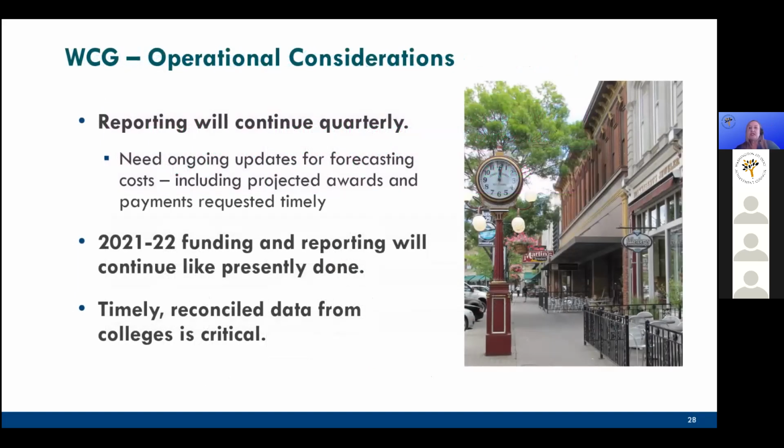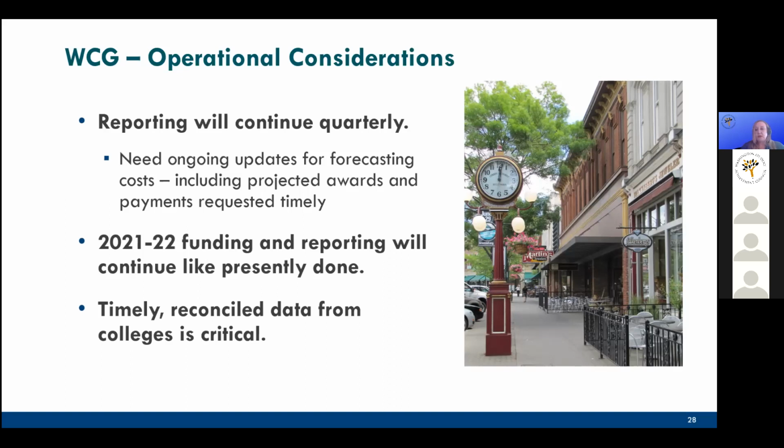Operationally, we're still doing reporting like we always have. That hasn't changed. So interim reports are 4 times a year. The 4th one is the reconciliation, which is the most important to make sure we get all the monies squared away and the data for the forecasting.